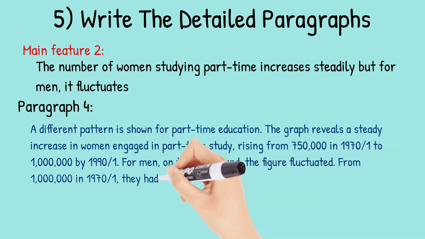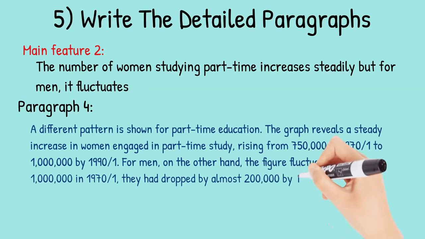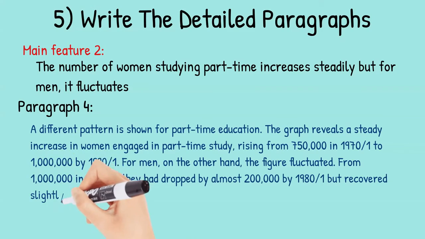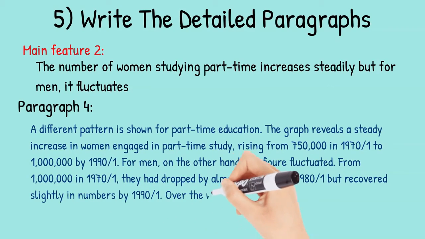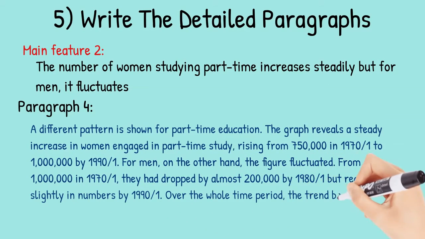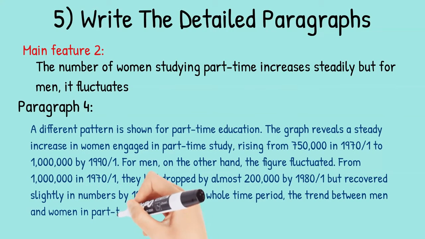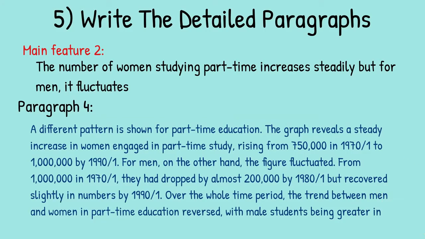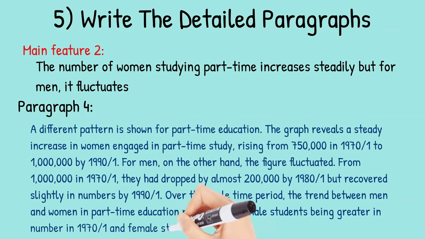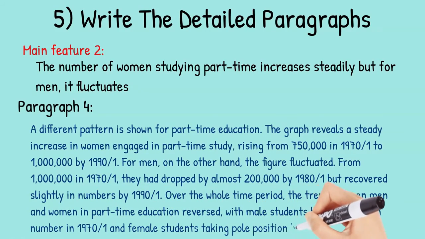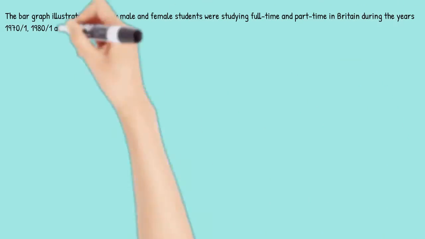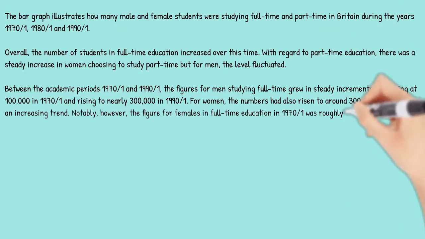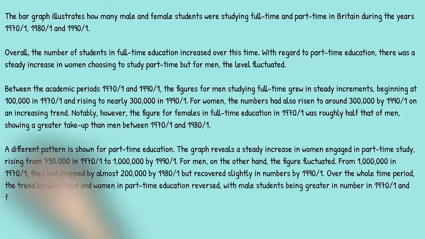From 1 million in 1970, they had dropped by almost 200,000 by 1980, but recovered slightly in numbers by 1990. Over the whole time period, the trend between men and women in part-time education reversed, with male students being greater in number in 1970 and female students taking pole position by 1990. Here are the 4 paragraphs brought together to create our finished essay for IELTS Academic Writing Task 1.